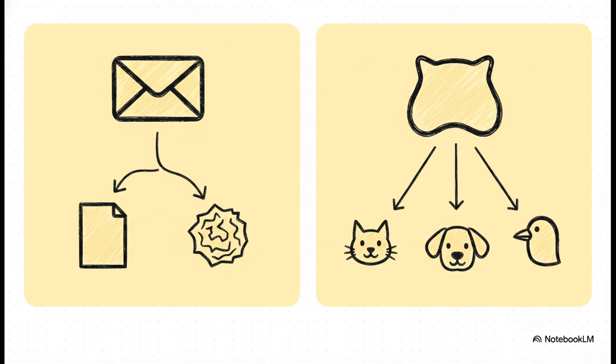Second, we have multi-class classification. This is for when your data needs to be divided into more than two categories. The model analyzes the features and selects the single best class, like looking at an animal and deciding, okay, is this a cat, a dog, or a bird?